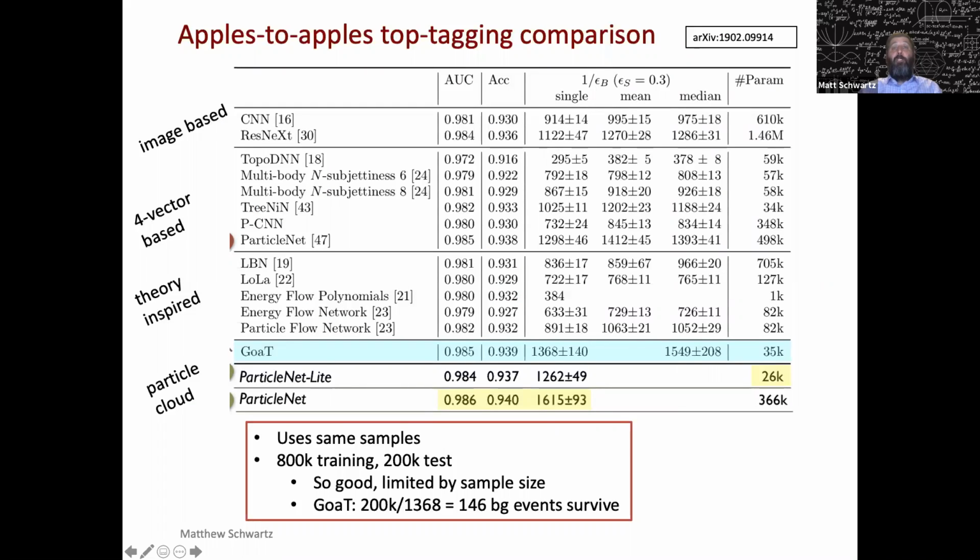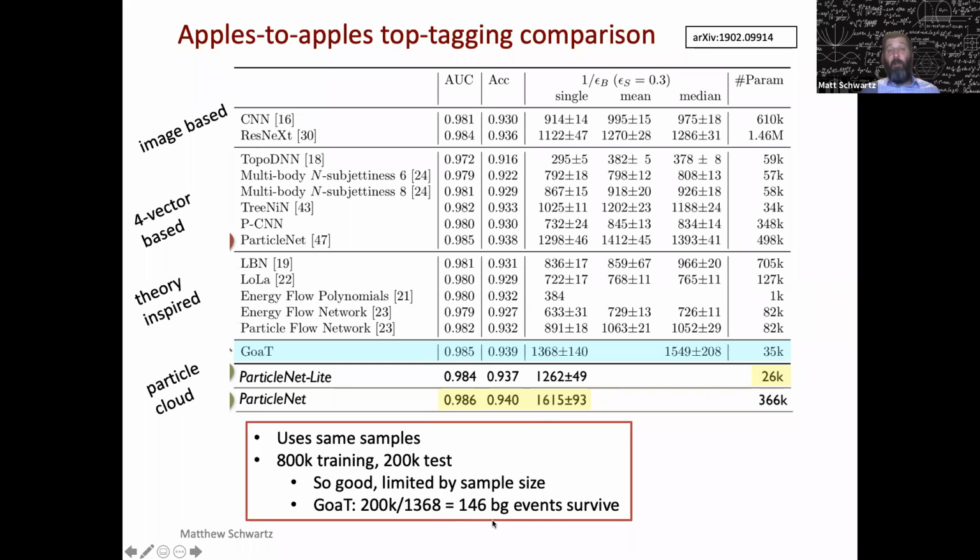So the bottom line is that the best algorithm was this ParticleNet with 1298. So we're keeping 30% of the signal, but only 1 out of 1,300 of the background events are getting through. To give you some sense of that, these used 800K training and 200K test samples. So for each 1368 backgrounds, one has to get through to look like a top. That means that out of this 200,000 event sample, only 146 background events survive.